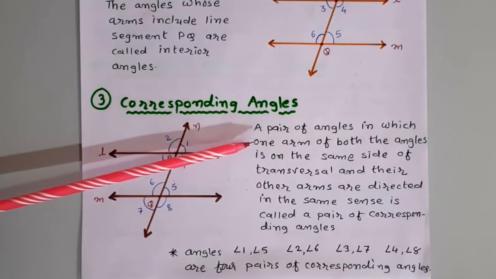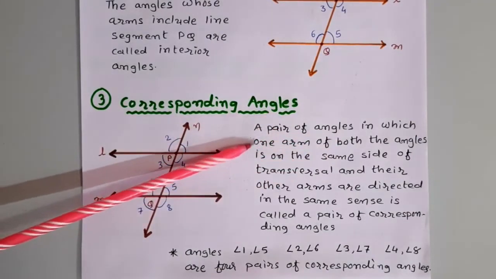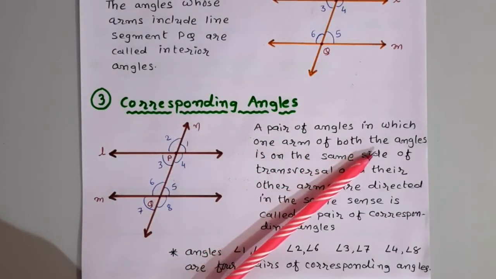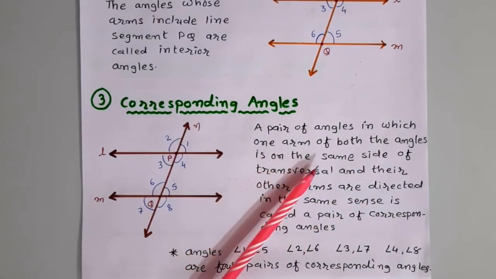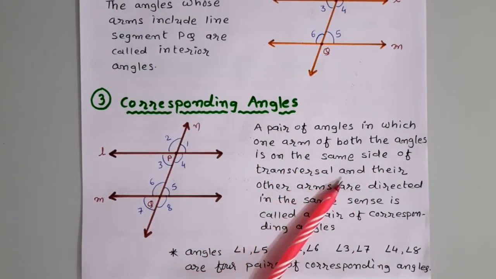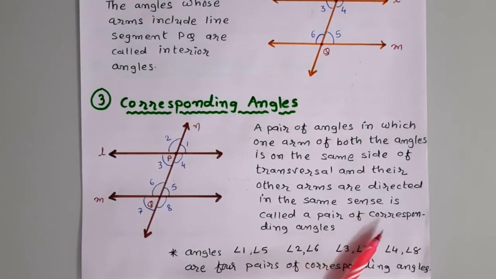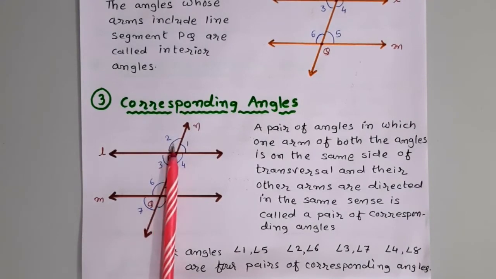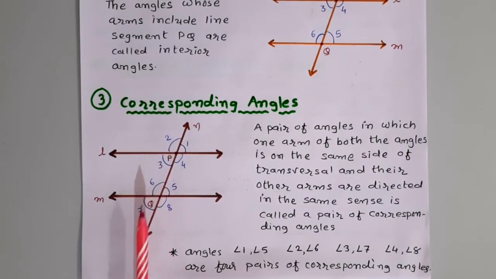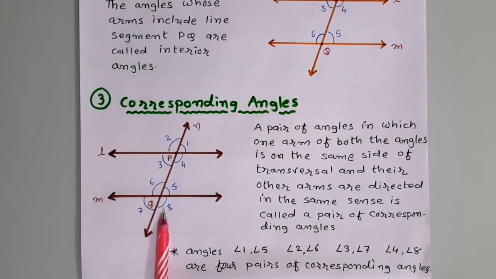Corresponding angles: a pair of angles in which one arm of both angles is on the same side of the transversal and their other arms are directed in the same sense is called a pair of corresponding angles. Suppose angle 1 and angle 5, angle 2 and angle 6, angle 3 and angle 7, and angle 4 and angle 8. These are 4 pairs of corresponding angles.